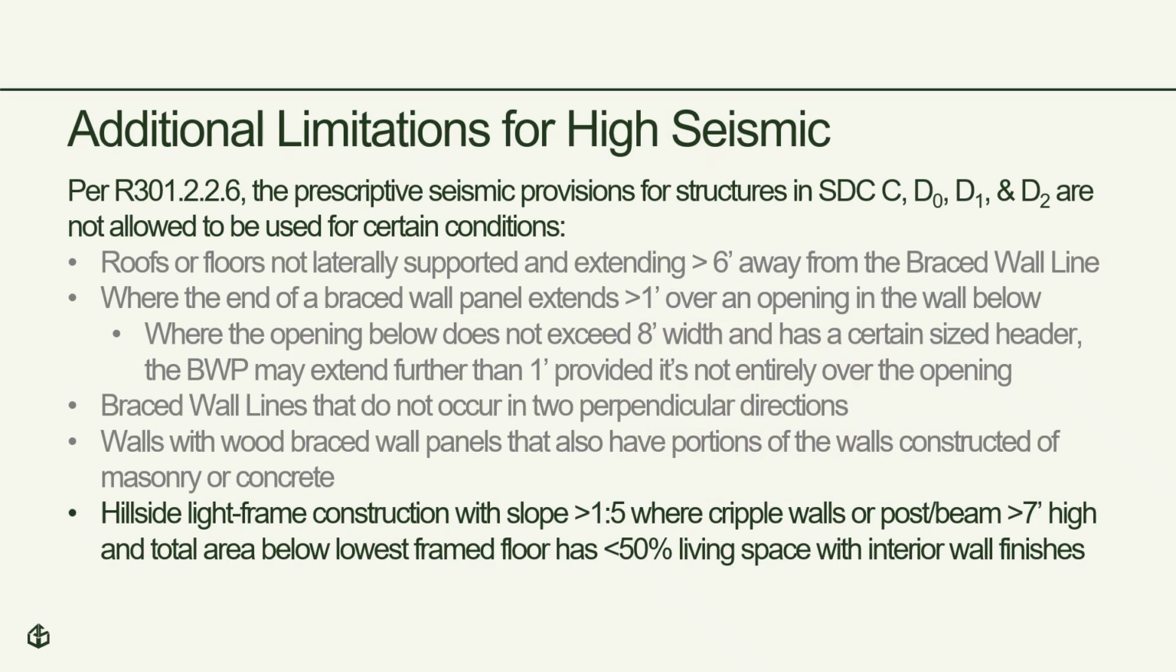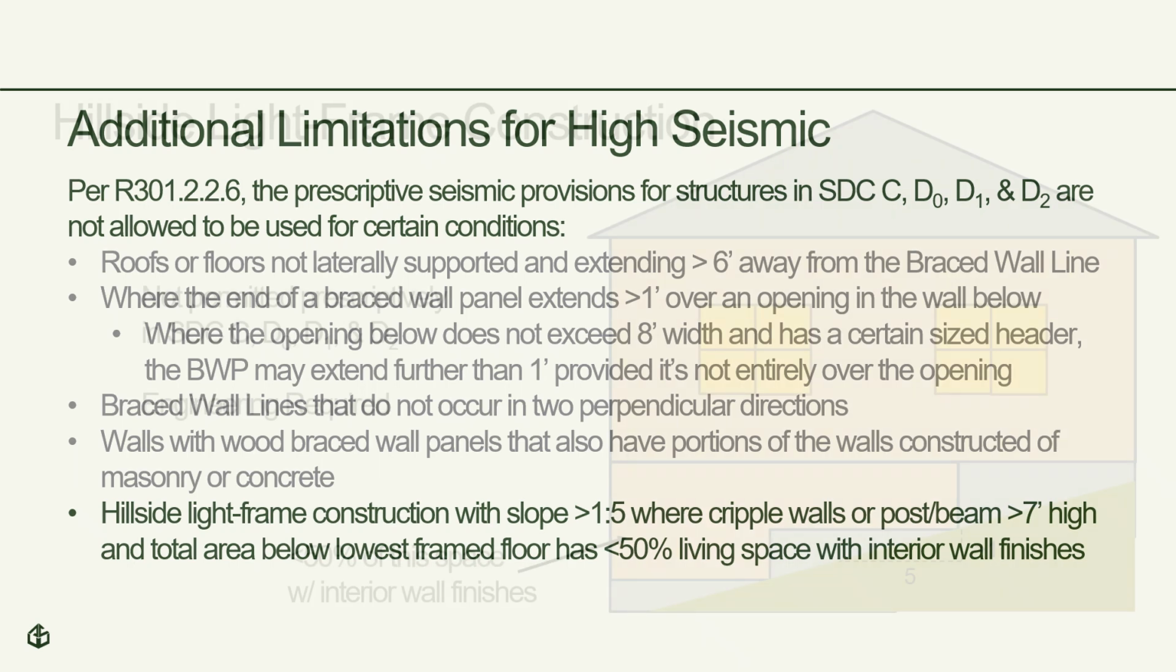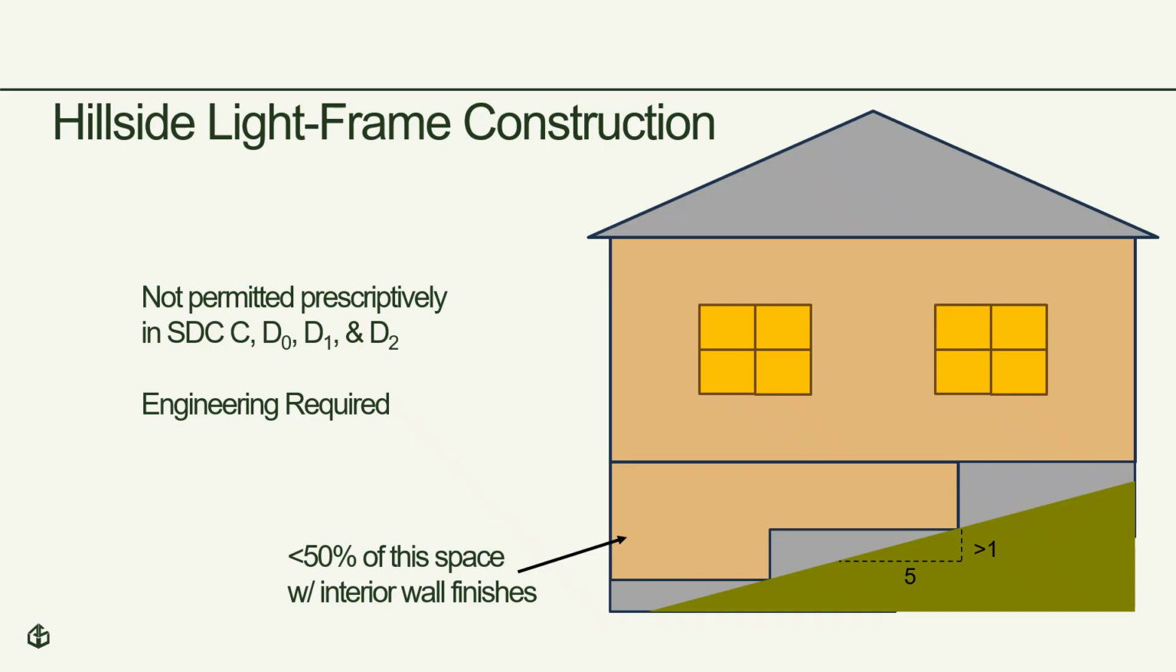The fifth additional limitation I want to discuss is hillside light frame construction, where the hillside has a slope that exceeds 1 in 5, and the cripple walls or posts and beams below are greater than 7 foot high, and the total area below is less than 50% living space that has interior wall finishes. And here's an illustration of the hillside limitation. Where the limitation is exceeded, engineering is required.